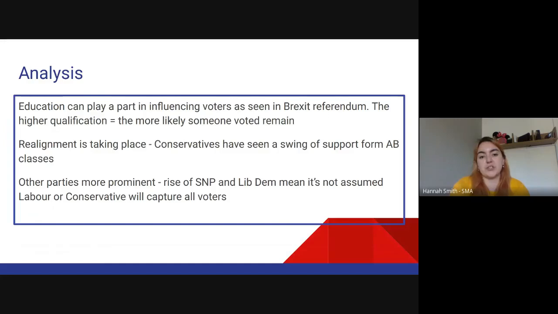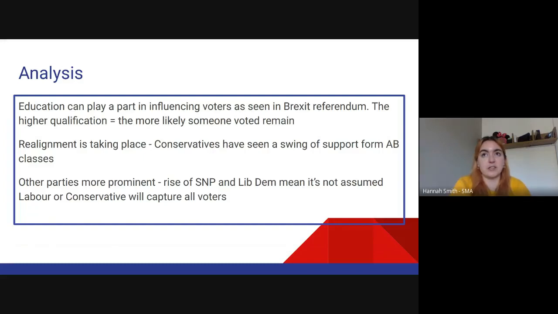We also know education can be linked. This has been seen as influencing the Brexit referendum as well. And the higher the qualification, the more likely someone was to vote Remain. We do see something called realignment taking place. This is on your sheet this week. I haven't discussed it here, but if you read your sheet, it should make sense.